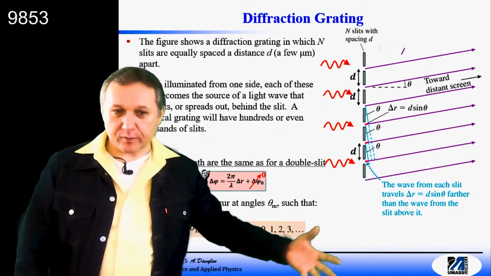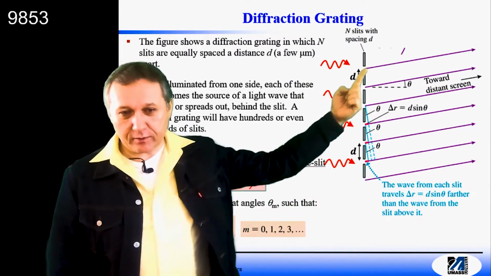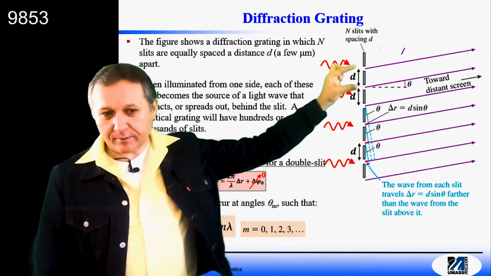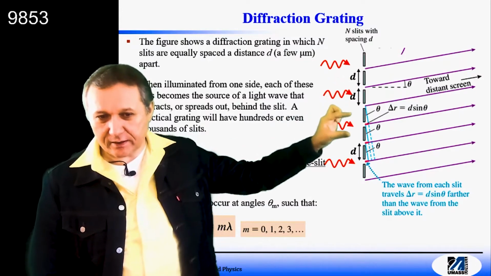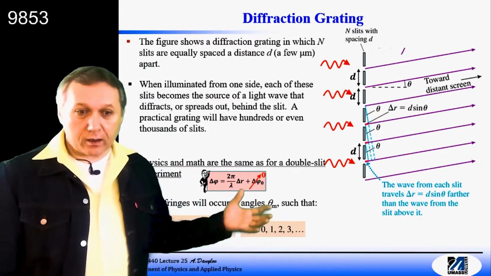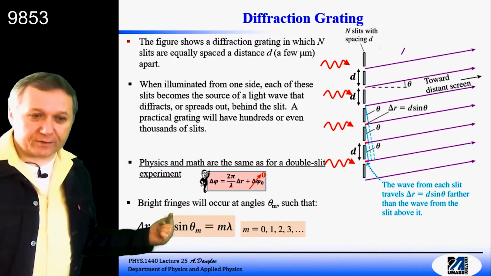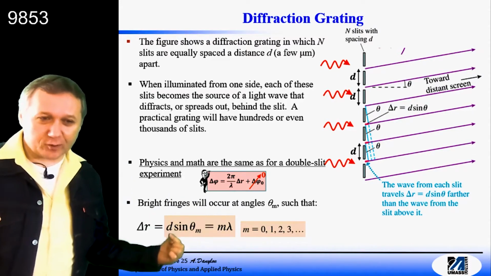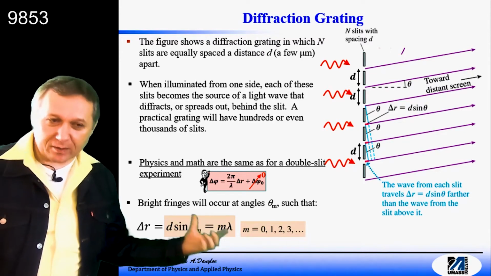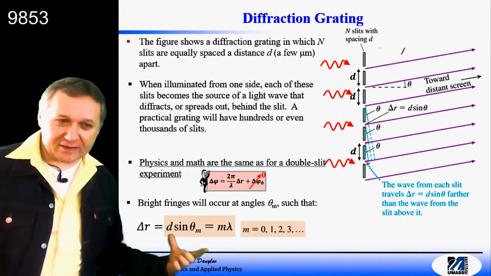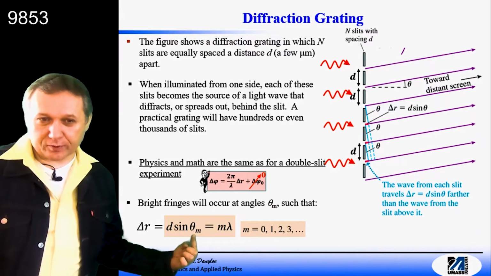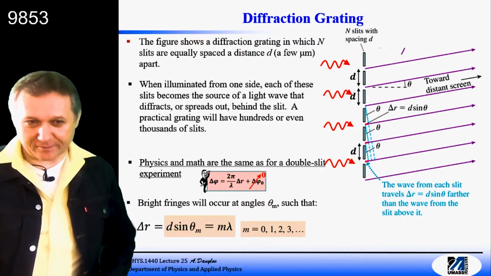I took this picture from the book. So what we have, you see, is a diffraction grating, lots of slits. The distance between them is exactly the same: d, d, d, d, and so on. Equally spaced. And let's justify that exactly the same formula we used to describe the position of bright spots in a double slit experiment can be used to define the position of bright spots in the case of a diffraction grating.